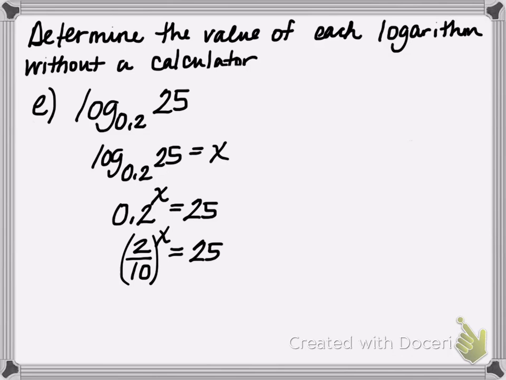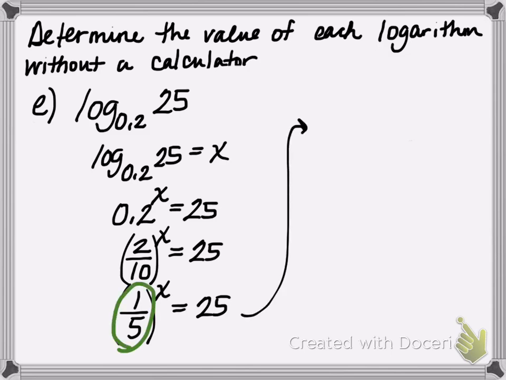But 2/10 could simplify to 1/5. And by simplifying it to 1/5, hopefully you can start to see that I'm going to be able to use a base of 5. I can rewrite the left and the right with a base of 5. So on the left, I have 1/5, which is equivalent to 5 to the -1st power, still raised to the x. And then on the right-hand side, I have 25, which is the same as 5 squared.